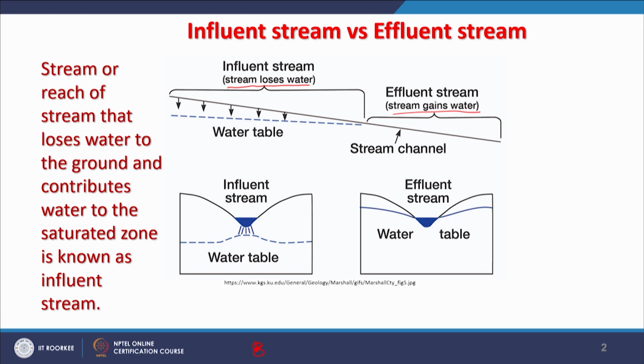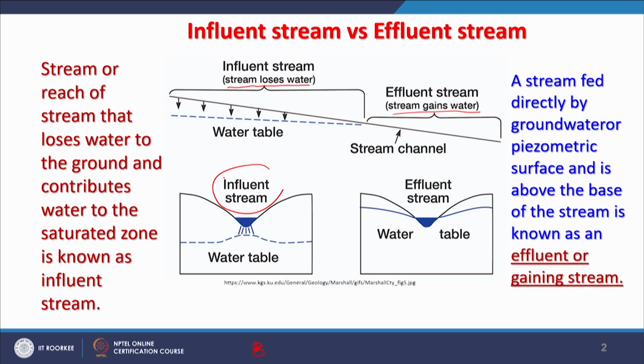A stream or a reach of a stream that loses water to the ground and contributes water to the saturated zone is known as influent, as in this one. Whereas a stream which is fed directly by the groundwater piezometric surface, and is above the base level of the stream, is known as effluent. So, here the water table is above the stream, and therefore this water table can supply water to the stream. So, you can remember it as a losing stream and a gaining stream: losing to the groundwater, gaining from the groundwater.